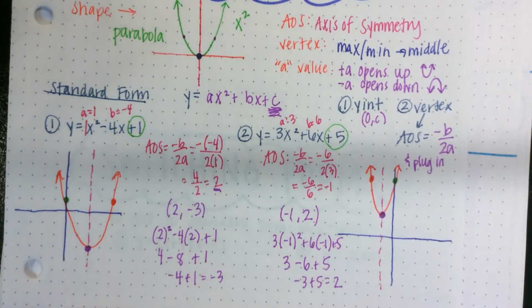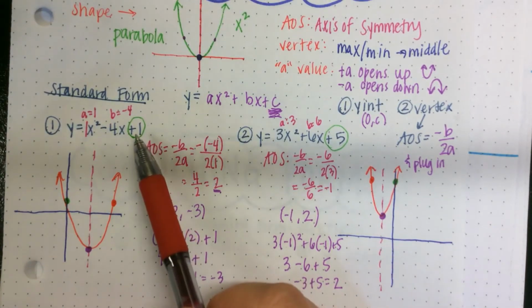Now I know that seems like a lot of steps, and standard form is the longer one when it comes to graphing, but it's the same steps every time. Okay, start, find your y-intercept.